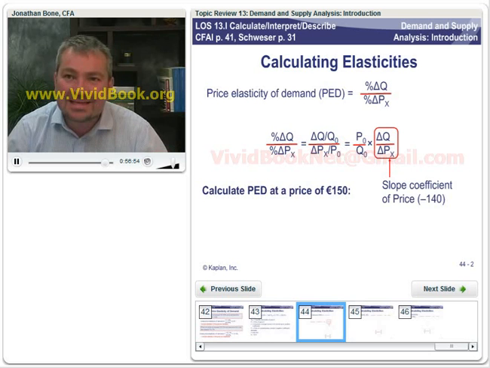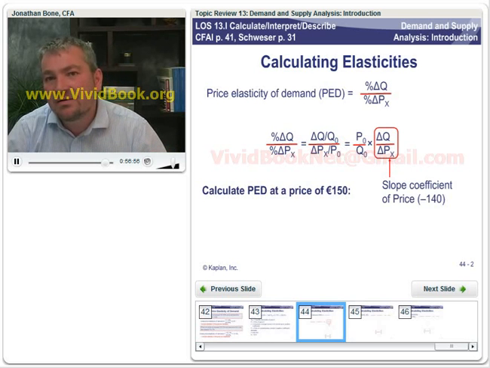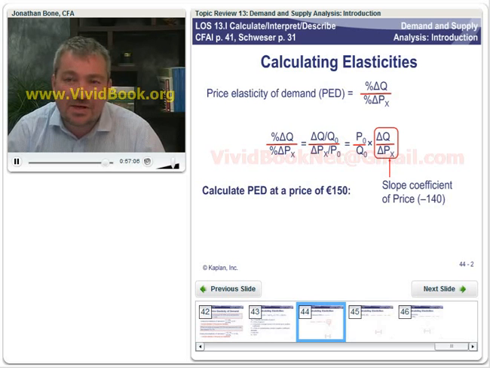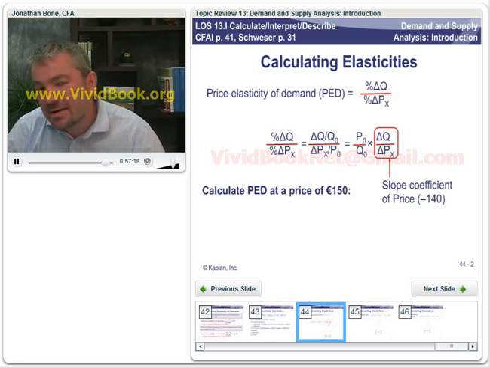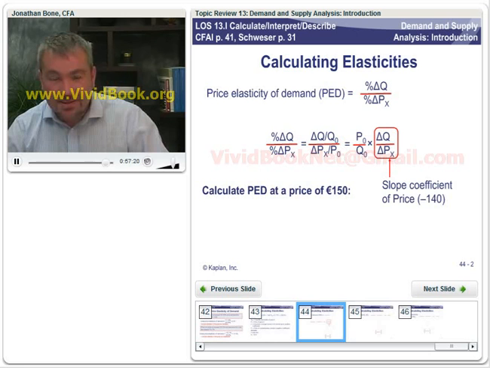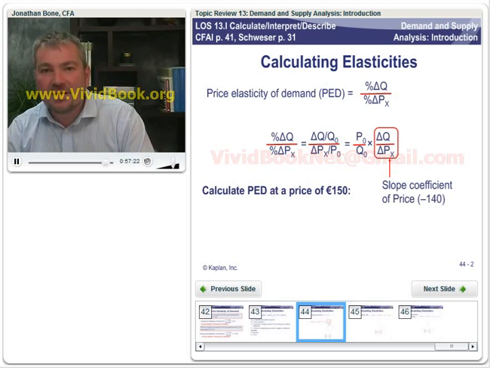It is the gradient of our demand curve. So actually what we're saying is the slope coefficient, minus 140, is the gradient of our curve here. But notice, therefore, the slope coefficient is not the same as elasticity. In order to get elasticity, we need to take that slope coefficient and multiply it by the original price over the original quantity. So let's calculate our price elasticity of demand at a price level of 150 euros.